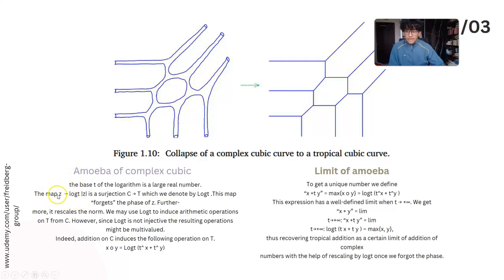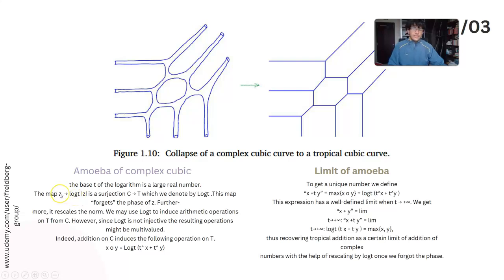So we have the map z goes to log to the base t of the modulus of z. This is a surjection of C. Basically, it goes into our original map. Okay, so there will be some variables that are not accounted for in the previous thing, so maybe two different z's mapped to the same log of z.